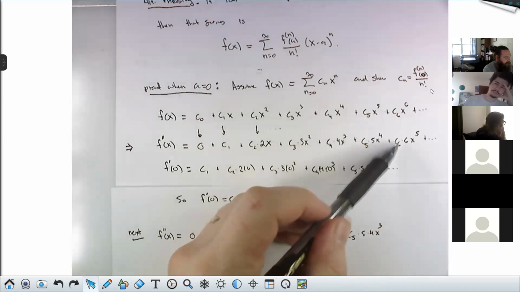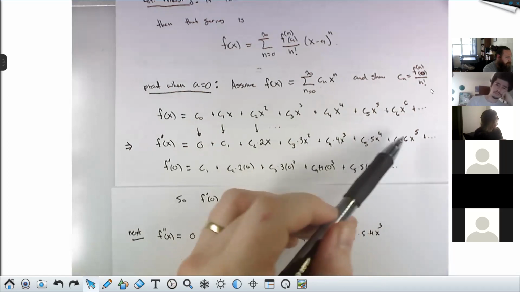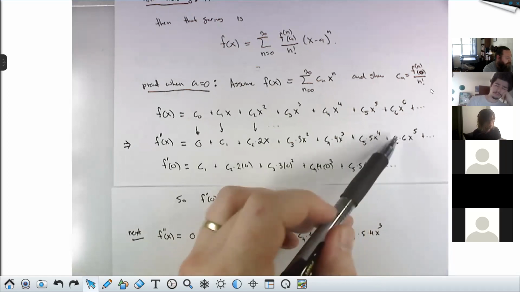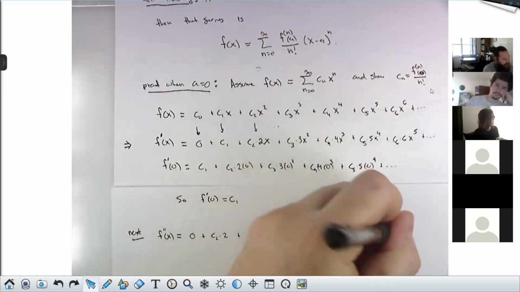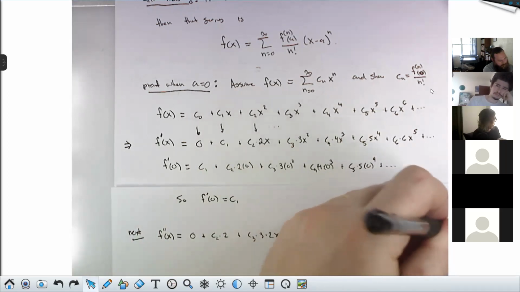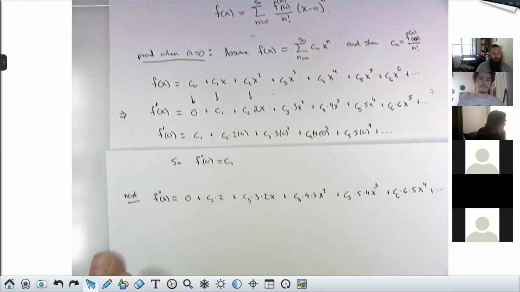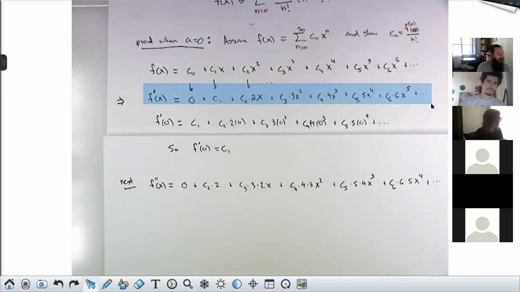C6 times 6x to the 5, look, just differentiate this piece. Forget about everything else. This is a constant. This is a constant. When you differentiate x to the 5, you get 5x to the 4. So this piece will differentiate to C6 times 6 times 5x to the 4. So I'm taking every term from this line, which is my first derivative, and differentiating it again. That's how we get the second derivative.